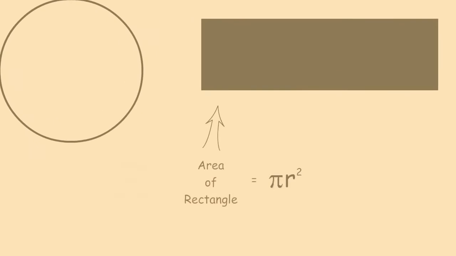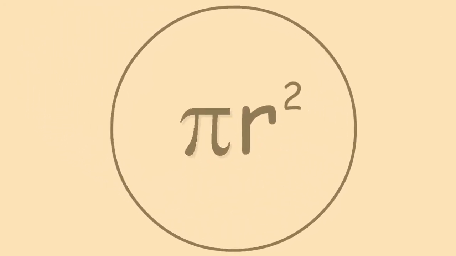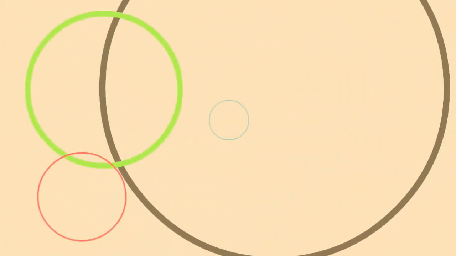So now base times height becomes pi r times r. Combine the r's together and we have pi r squared, which is equal to the area of the rectangle, which is equal to the area of the circle. So pi r squared can be used to calculate the area of any size circle that exists.